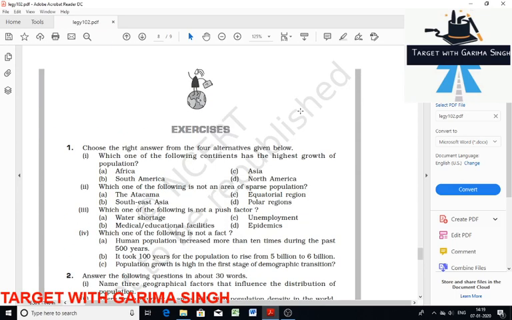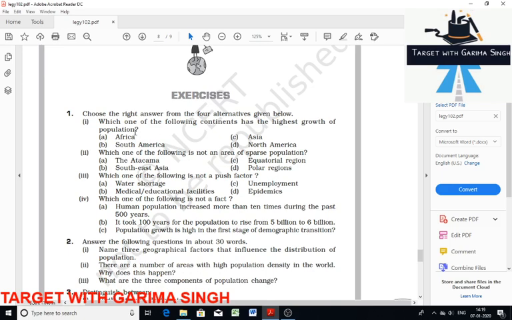Let's discuss the questions. Move on to the first question. Choose the right answer. Which one of the following continents has the highest growth of population? It's Africa.